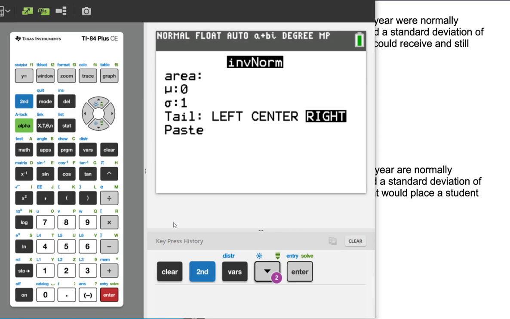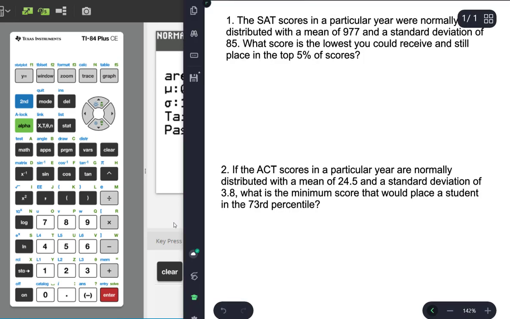Let's get an example problem, and this over here will work just fine. I've got a couple for us. So the first one says that the SAT scores in a particular year were normally distributed with a mean of 977 and a standard deviation of 85. What is the lowest score you could receive and still place in the top 5% of scores?